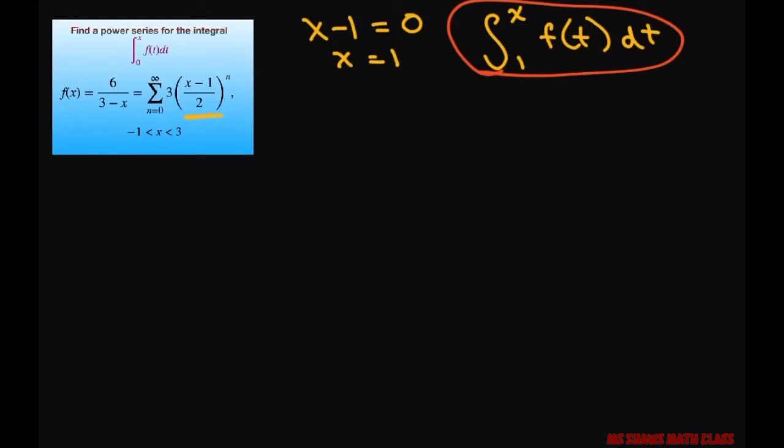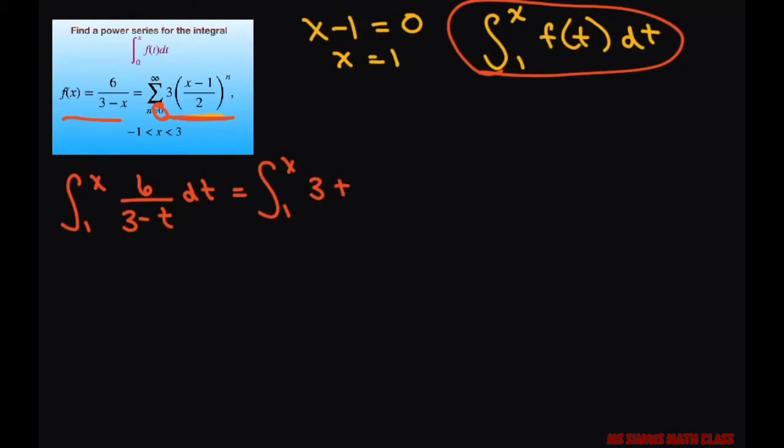Now, let's go ahead and integrate both sides of the equation. So we're going to get the integral from 1 to x, and we're going to write this as 6 divided by 3 minus t dt equals the integral from 1 to x, and we're going to expand this. So we're going to start at 0. You substitute in for 0, we're just going to get 3. You substitute in 1, you're going to get 3 times t minus 1 divided by 2.